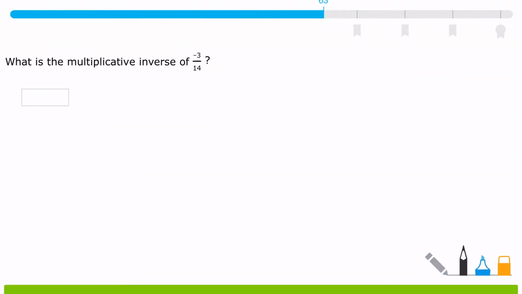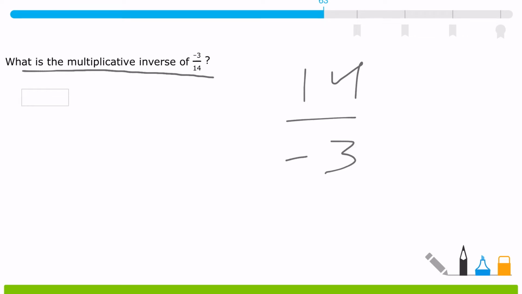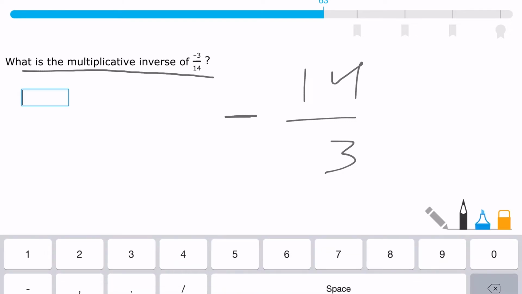So now we're in iExcel, and I'd just like to do 2 questions with you. So the very first question is, what is the multiplicative inverse of negative 3 over 14? Now, since we know that multiplicative inverse is just a way to flip a fraction, all we have to do is 14 over negative 3. But the negative sign doesn't have to be down here, so we remove it, and all we have to do is just put it right here. There is no way to make a fraction, so the way you write this in iExcel is like so.